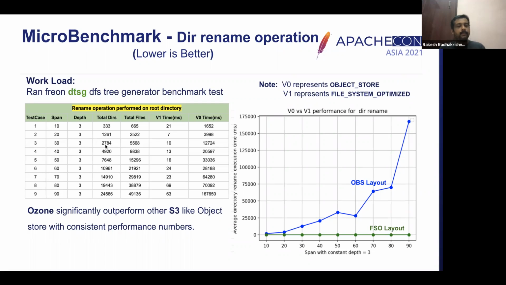And now let's say if I keep on increasing the number of directories and number of files, you can see at the last row, ninth row, there are 24K directories and 49K files. It finishes in 63 milliseconds in the file system optimized mode, but in the object store, it took almost 167 seconds. So with that, what we can say is that it has consistent performance numbers. Also, it has the advantage of atomicity guarantees.